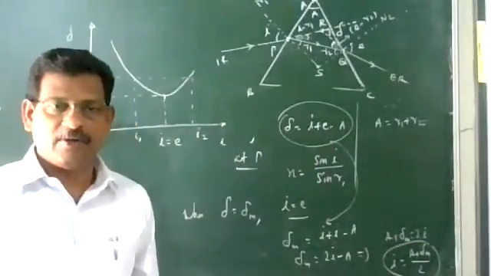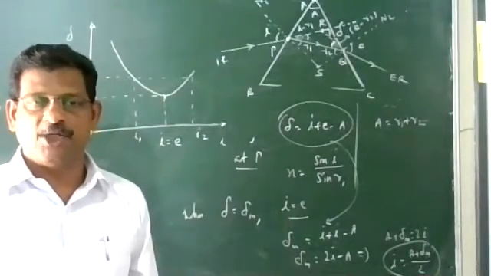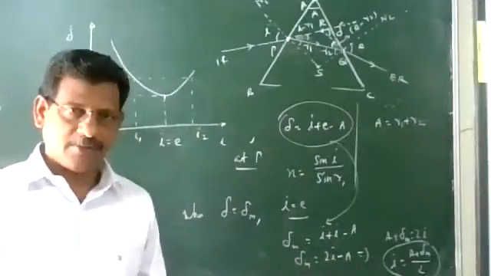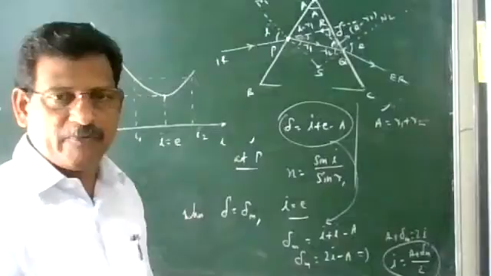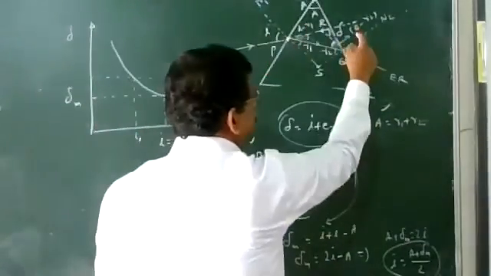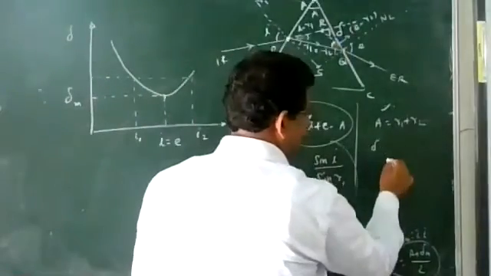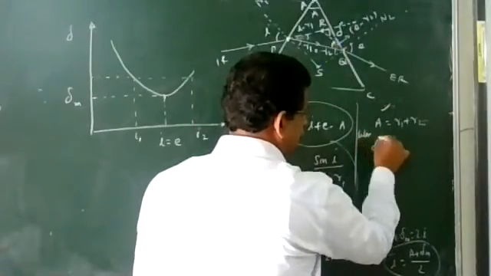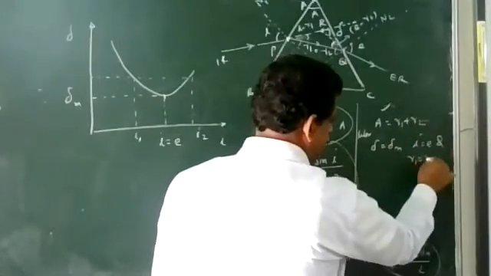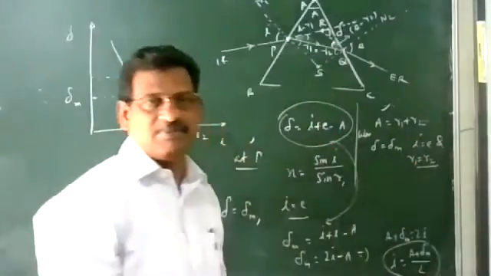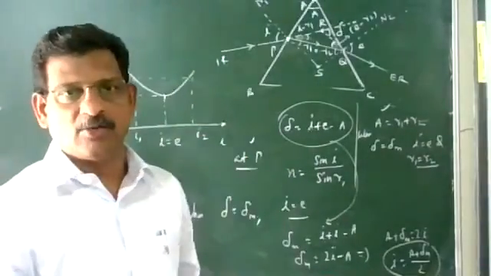When the angle of deviation is minimum, what is the value of the angle of incidence? I is equal to (A plus dm) by 2. That is the first point. And what will be the value of r? When the angle of incidence I is equal to E, R1 and R2 values will also be equal. Not only I is equal to E, R1 and R2 are also equal, because the incident ray and emergent ray will be equally inclined to the refracting surface.